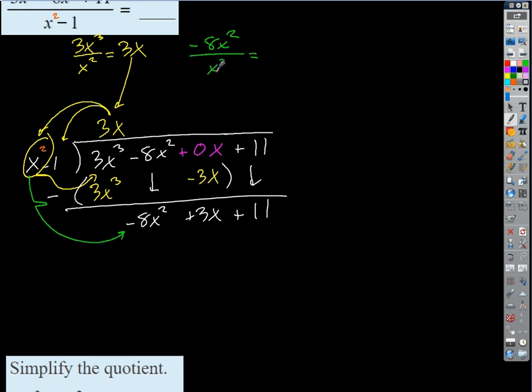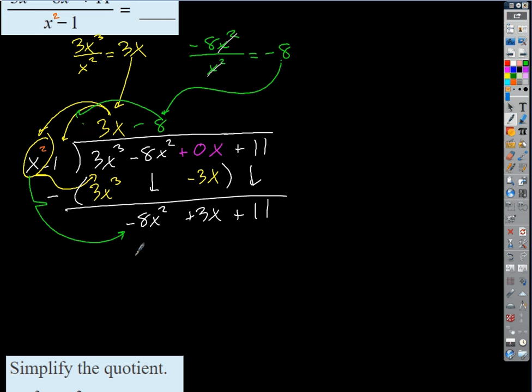What happens to the x squared over x squared? They cancel out. So what do I get? Negative 8. So that's my next term. And what do I do there then? Once I get a number up here, I multiply, right? So I'm going to distribute this over there.